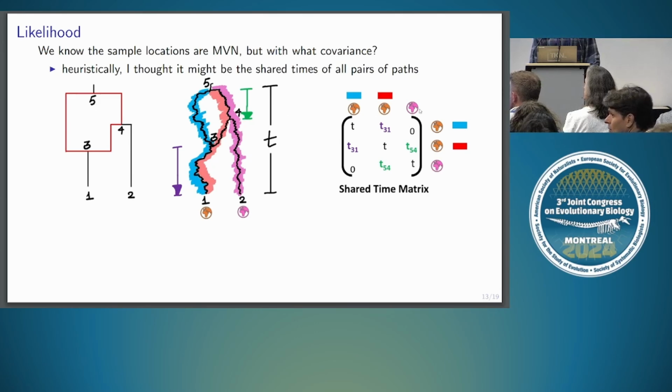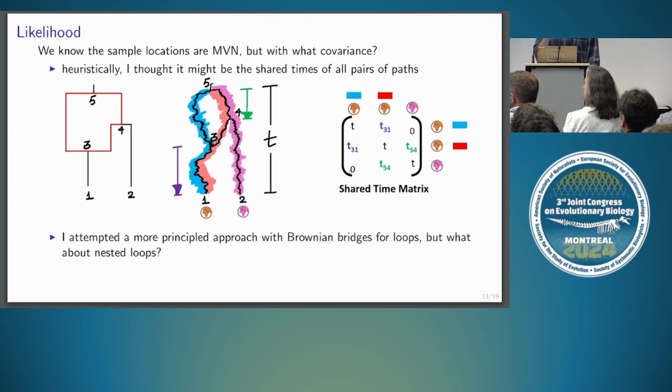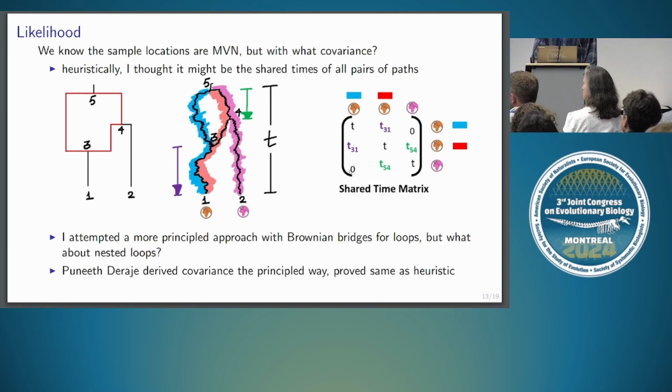And we can just treat each path as like a sample lineage, and we'll make this bigger matrix of shared times and just do all the same stuff we did before. But I wasn't sure that that was the right thing to do, so I tried to extend from basic principles what the correct covariance matrix should be for more complicated ARGs, and I couldn't figure it out.